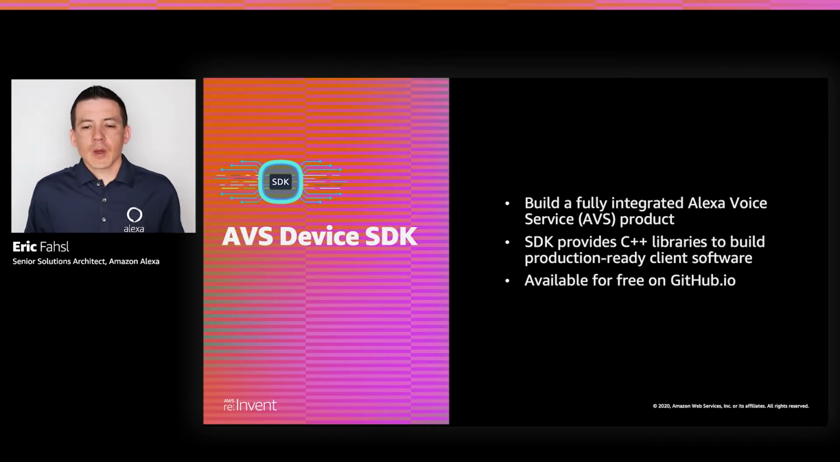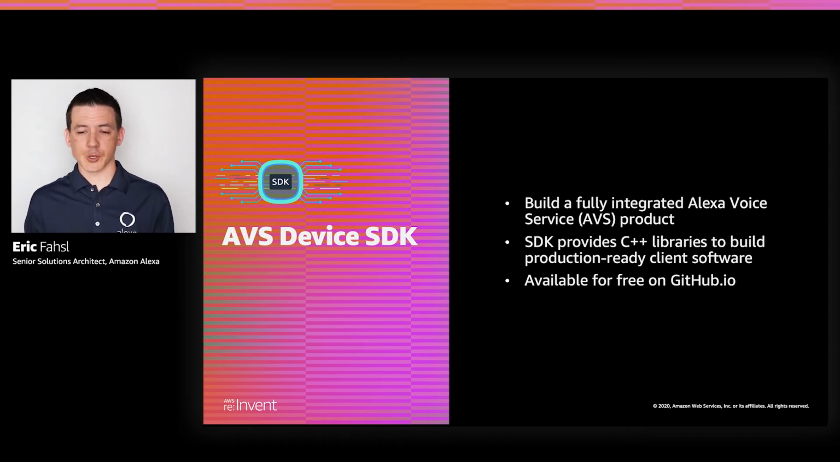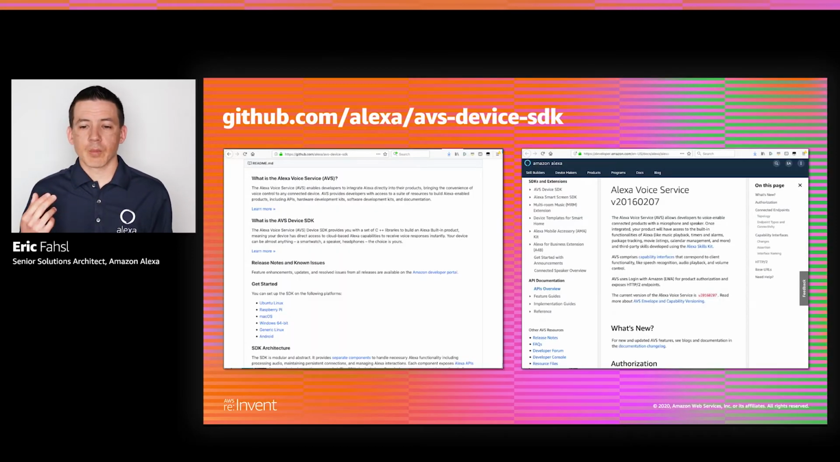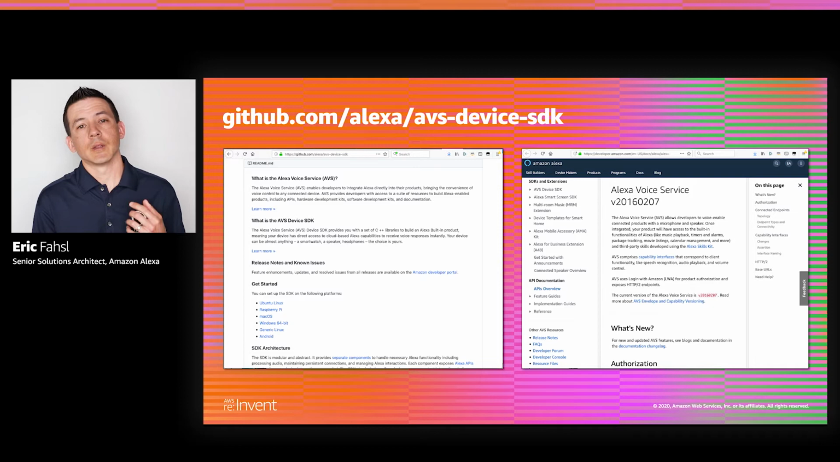So with the Device SDK, first of all, it's free, available on GitHub. You can download it. I'll be walking you through that a little bit later in this presentation. It does support voice interaction, basic music support, alerts, alarms, and notifications, a network connection, multi-room music, Bluetooth management, and more. So I absolutely recommend you start with this. There's more information on the GitHub page, along with documentation on the different Alexa APIs and all the different components.